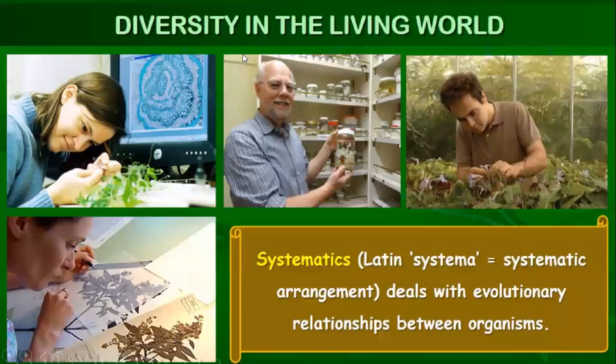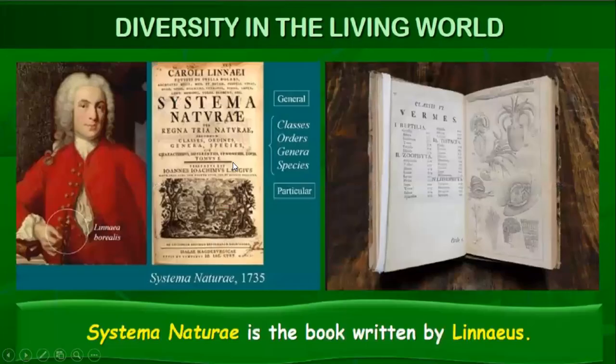Systematics. It deals with the evolutionary relationship between the organisms. We can tell it as the inherited relationship. This can be said as what? Systematics. Clear? So that is the difference between systematics and taxonomy.